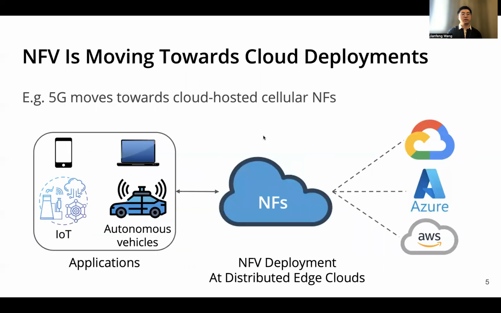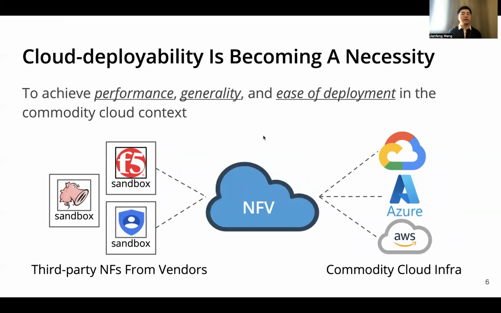To achieve the original goal of NFV, both the research community and the industry are looking for solutions to make NFV deployable in today's cloud context. We believe that cloud deployability is quickly becoming a necessity for NFV. NFV must be able to support many network functions from third-party vendors to deploy them in today's commodity cloud infrastructure. In other words, we have to achieve performance, generality, and ease of deployment for NFV in a commodity cloud context.